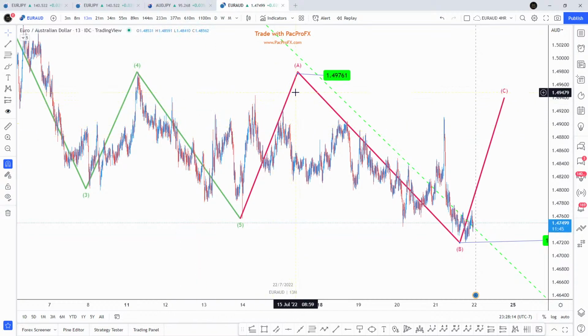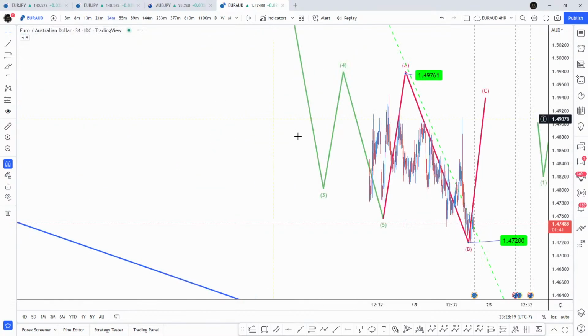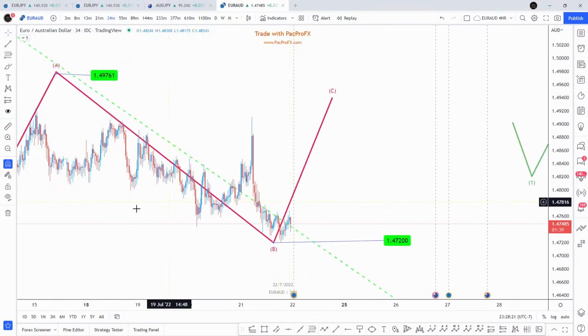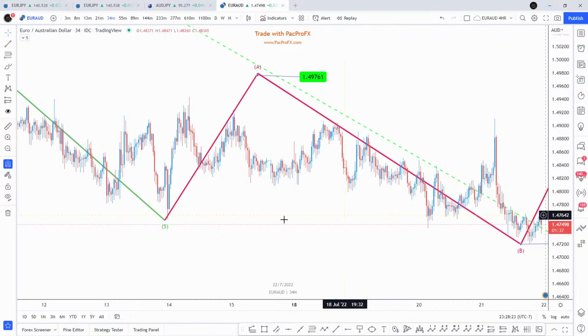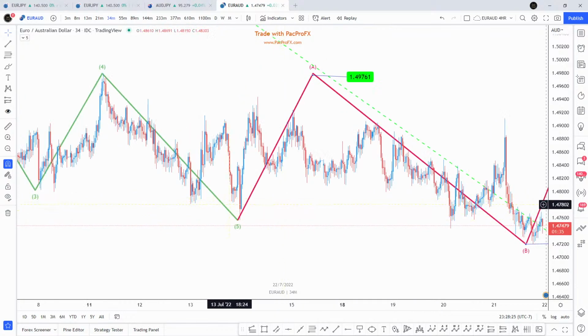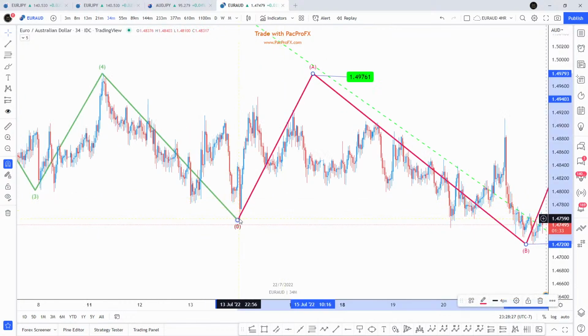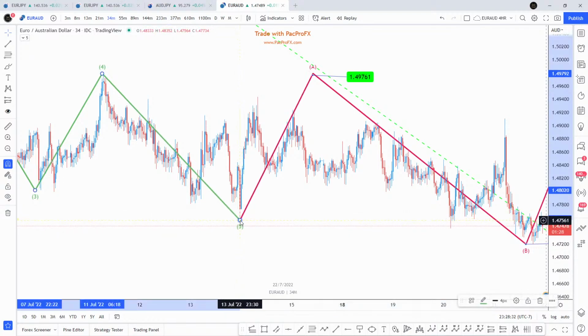Hard to read these waves. To 34-minute. All right, so this is definitely the end of wave 5 here. Then you have a B.